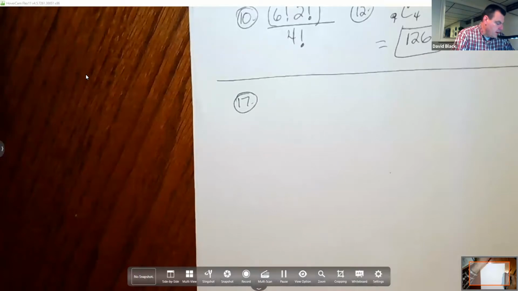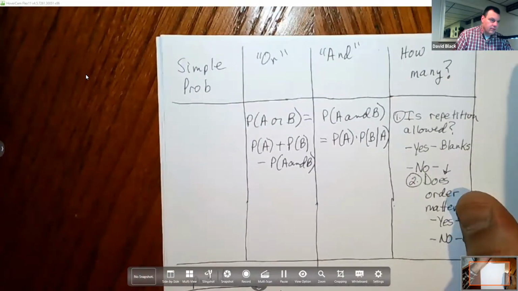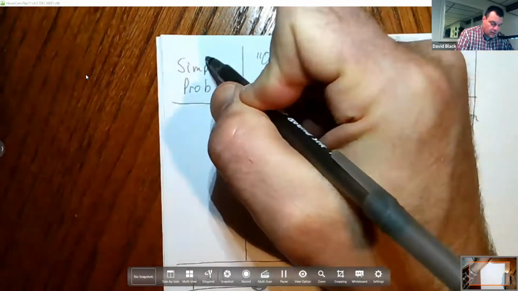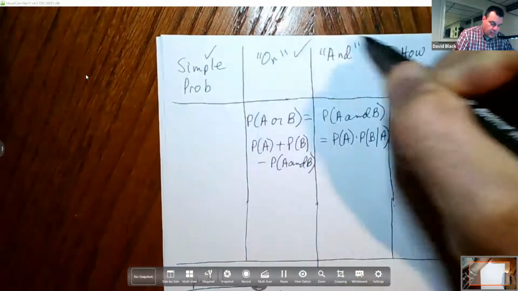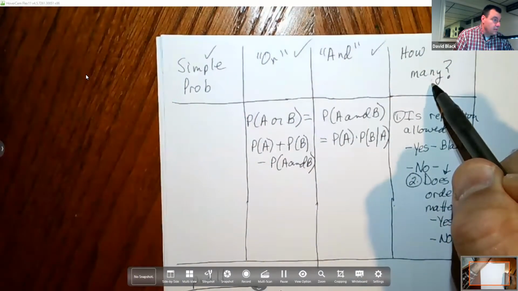So we've got, in a survey of 500 randomly selected Americans, it was determined that 22 play soccer. What is the probability that a randomly selected American plays soccer? So, class, ask yourself, do you think this is a simple probability problem, an or problem, an and problem? It's not a how many problem because it doesn't say how many.